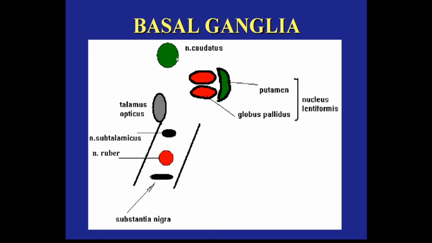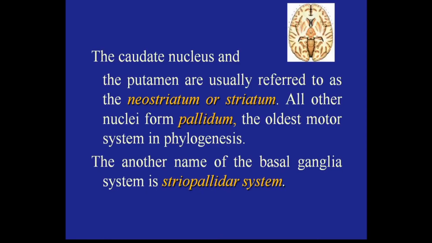Caudate nucleus, in Latin nucleus caudatus, nucleus lentiformis or lenticularis, putamen and two globus pallidus, in the midbrain, nucleus subthalamicus, or Luys body, nucleus ruber, substantia nigra. The caudate nucleus and the putamen are usually referred to as the neostriatum or striatum. All other nuclei form the pallidum, the oldest motor system in phylogenesis. Another name of the basal ganglia system is the striopallidar system.